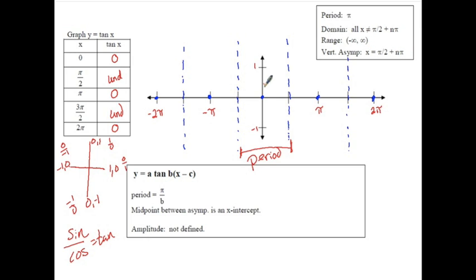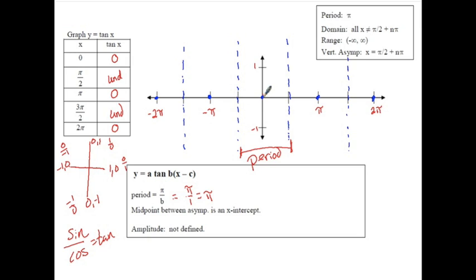But remember our period, let's look right here. Our period is pi over b. Just like it was 2 pi over b with sine and cosine, but with tangent it's just pi over b. So pi divided by our b value, which is 1, is just pi. So I know from asymptote to asymptote, it's going to be 1 full pi. The midpoint between the asymptotes is your x-intercept. That's what we had right here. Halfway between this one and this one is your x-intercept.